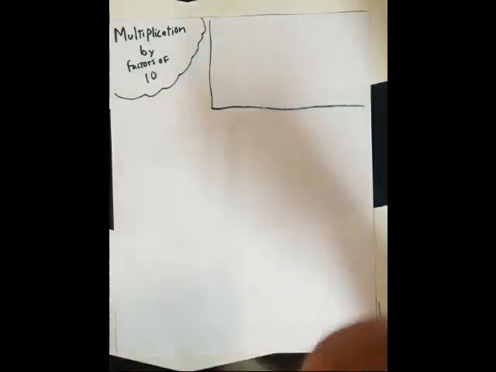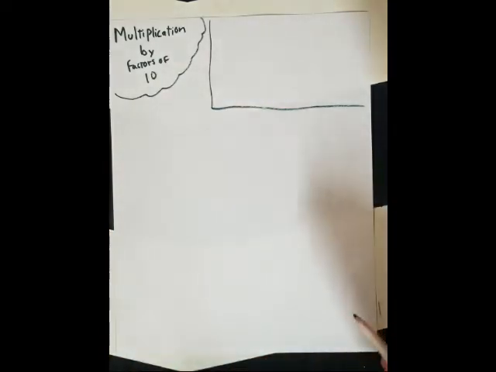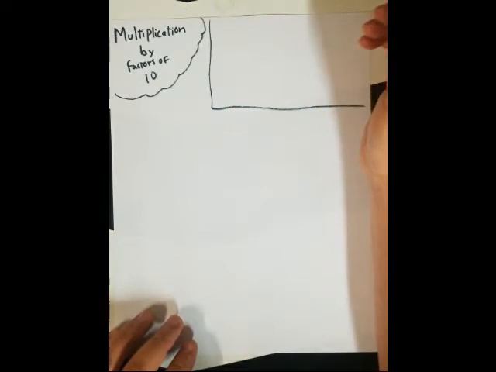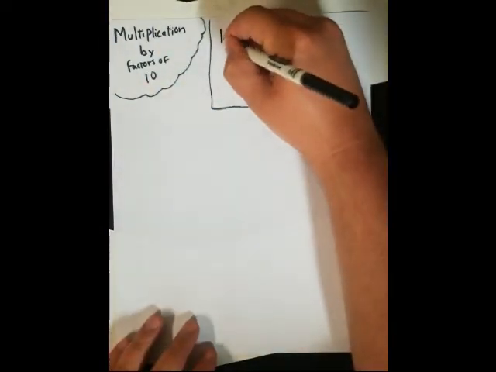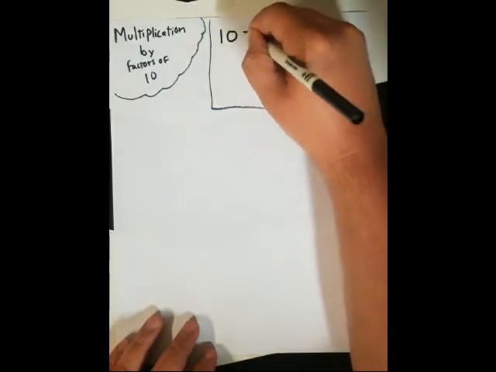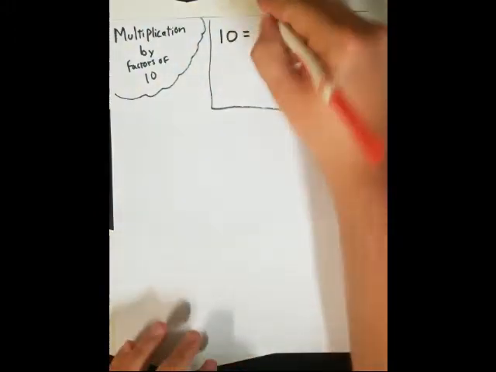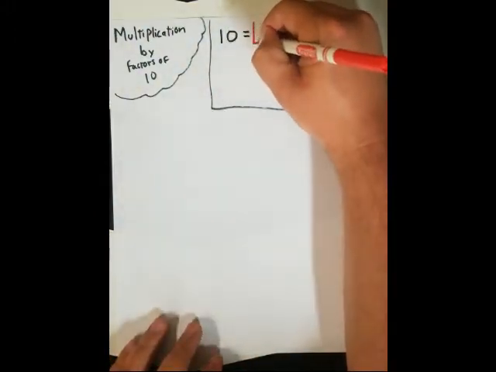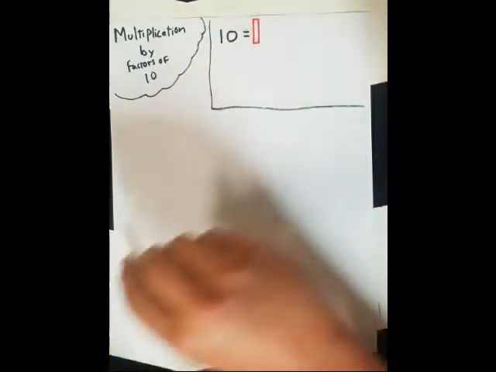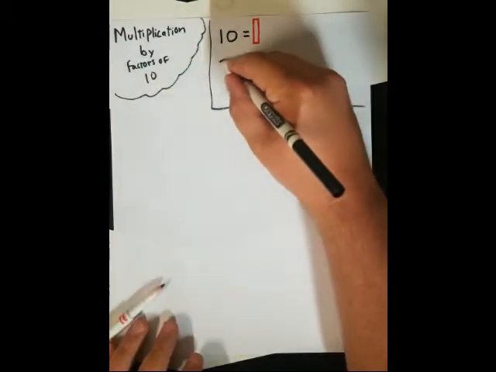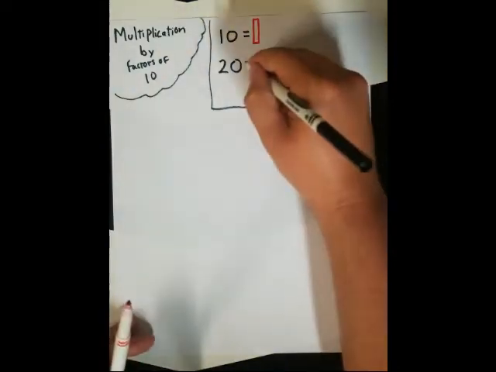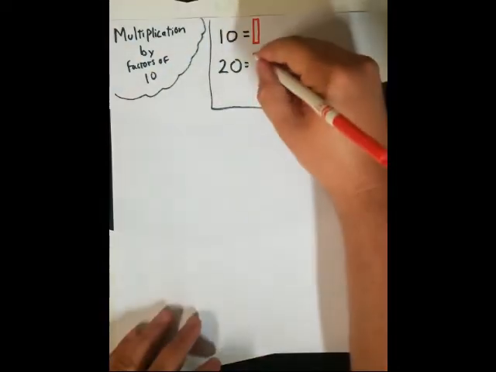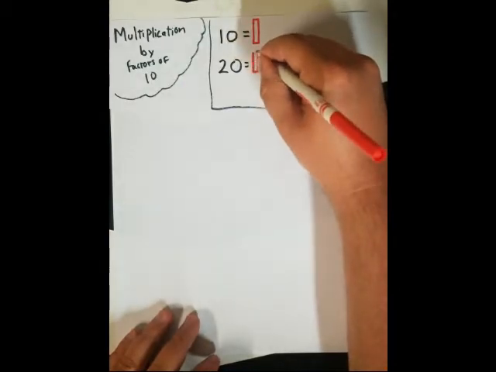We're going to be using models for this strategy, right? I want to talk about a few things. If I am going to be representing a 10, I'm going to represent it with our tens rod that we're drawing here. So if I have 20, I have two tens. That means I'm going to have two tens rods, 10, 20.